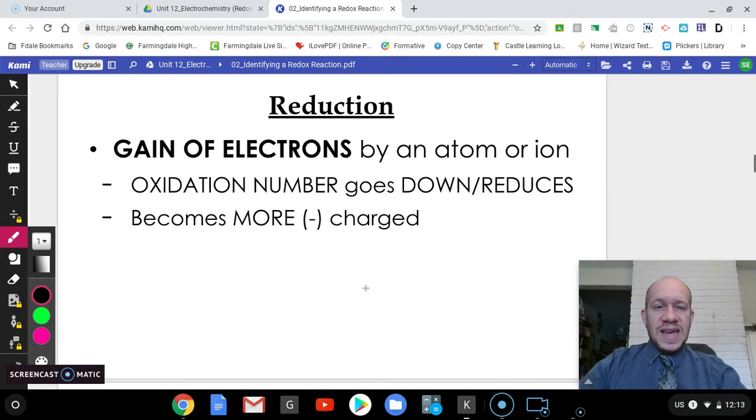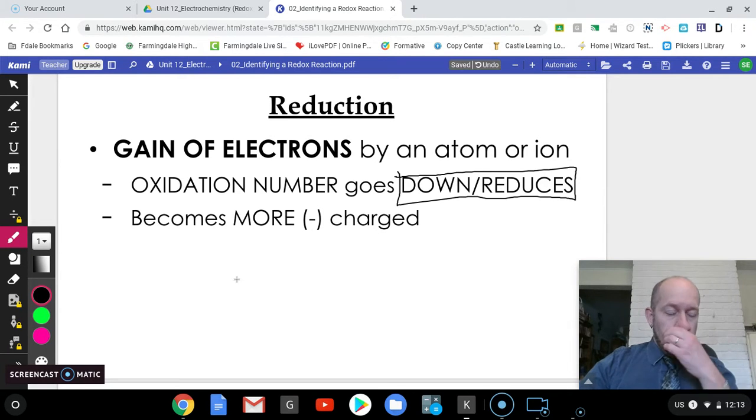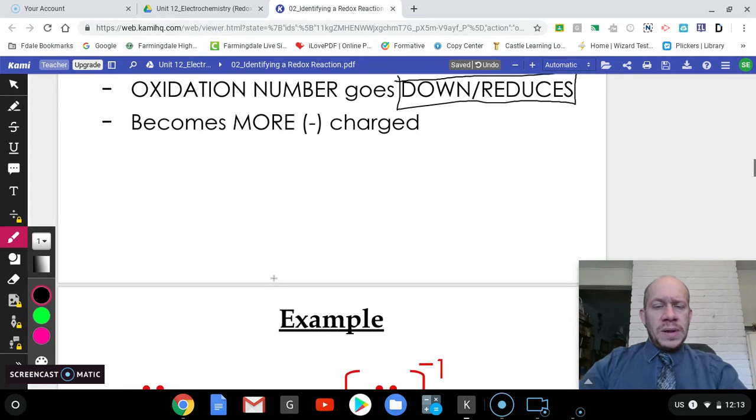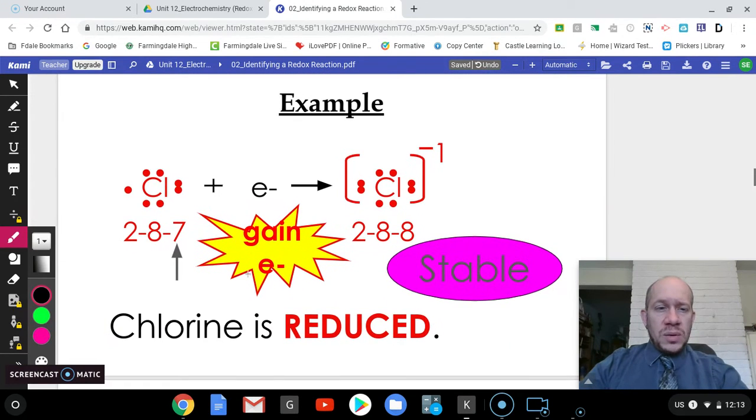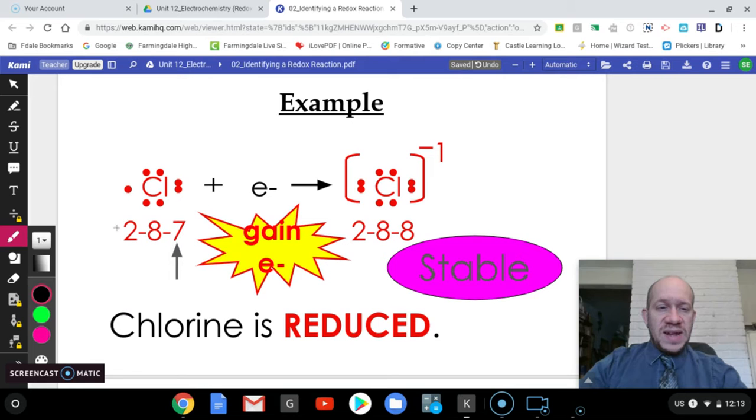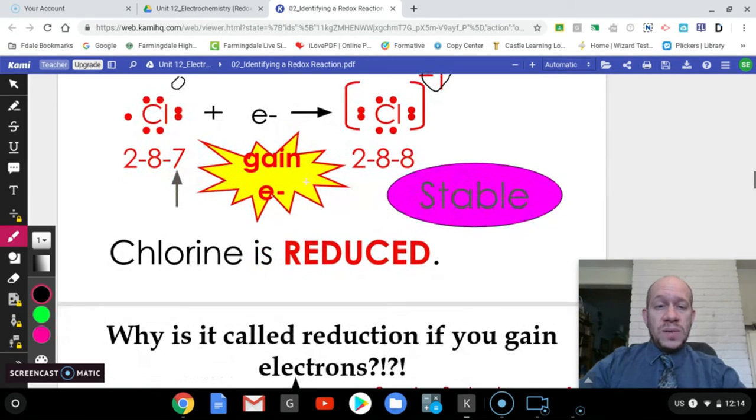Reduction is defined as the gain of electrons by an atom or ion. The oxidation number goes down or reduces, gets lower, and it becomes more negatively charged. For example, chlorine has 2-8-7 as its ground state electron configuration. To gain one electron, I will become 2-8-8, which makes a stable ion. Chlorine has been reduced because I have reduced my oxidation state from a 0 to a -1.